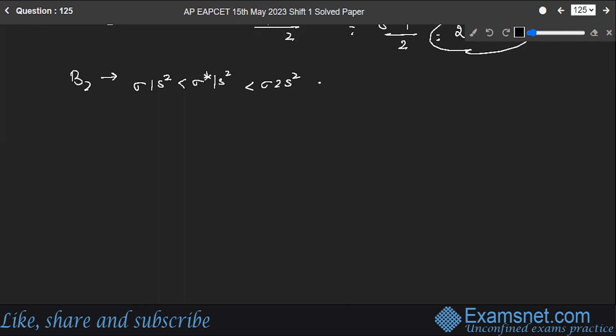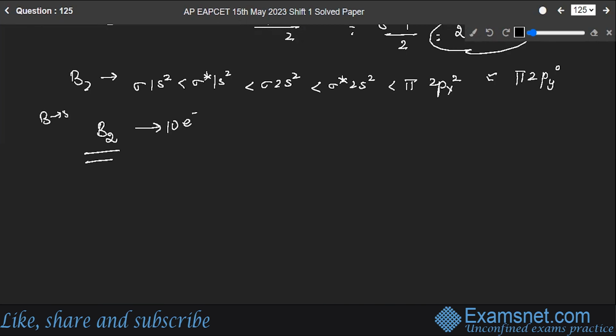This is the electronic configuration of B2, right? Which is approximately equal to pi 2 y part 0. B is having 5 electrons, so B2 will have 10 electrons. What will be the bond order of B2? This will be 6 minus 4 upon 2, which is equal to 1, which is equal to X by 2.